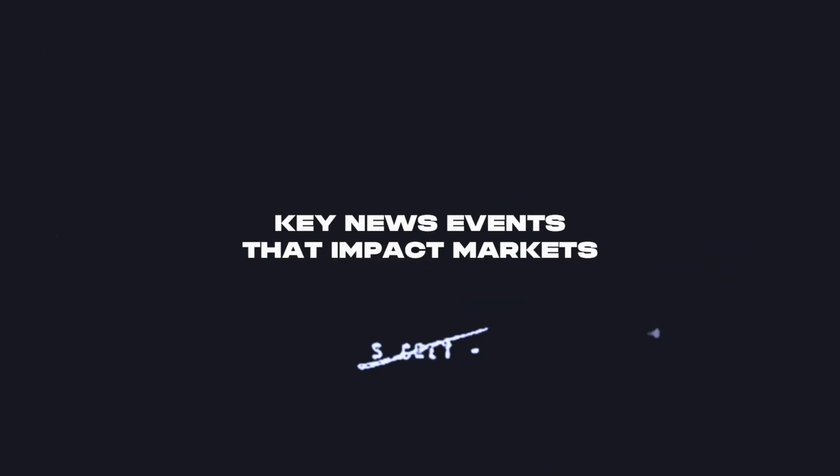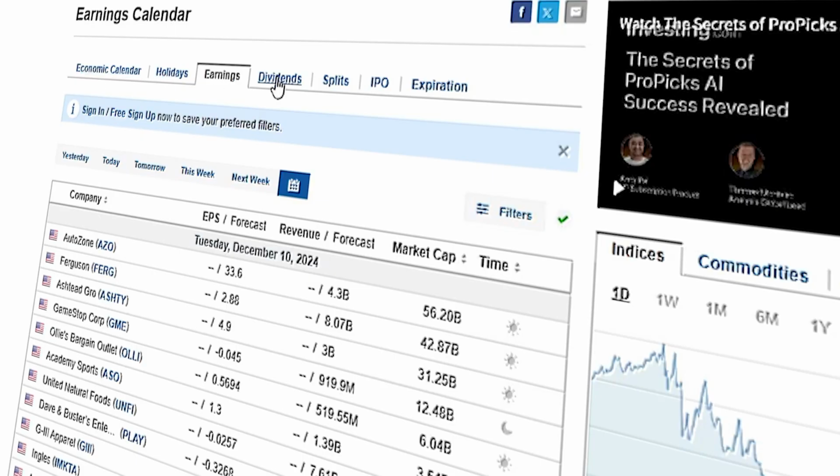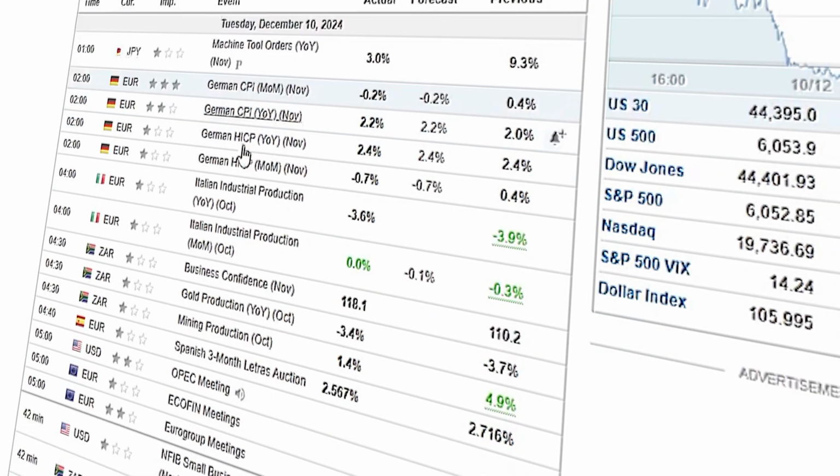The key news events that impact market. Let's explore the main types of news that heavily influence market prices and what you should be looking for when these reports are released. You can always check for economic calendar on investing.com.